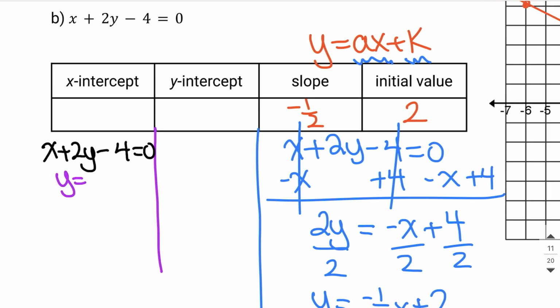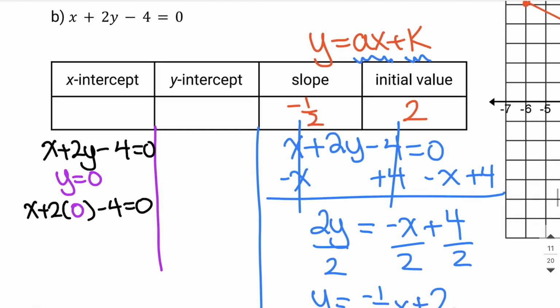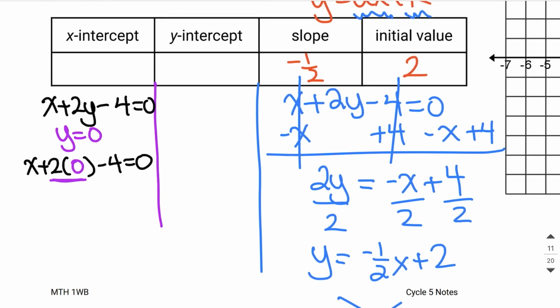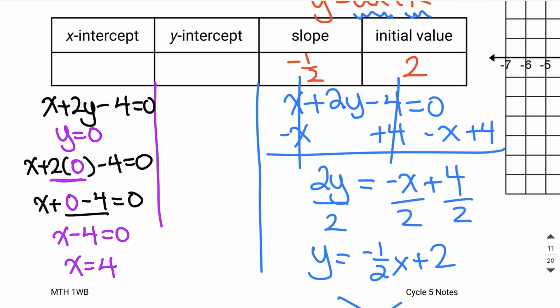So here I'm going to sub in y equals 0. So this is going to look as follows. x plus 2 times 0 minus 4 equals 0. And then 2 times 0 is 0. So I end up getting x plus 0 minus 4 equals 0. And then these go together, so you end up getting x minus 4 equals 0, which means you add the 4 to both sides, you get x equals 4. So that means that your x-intercept would be at (4, 0).